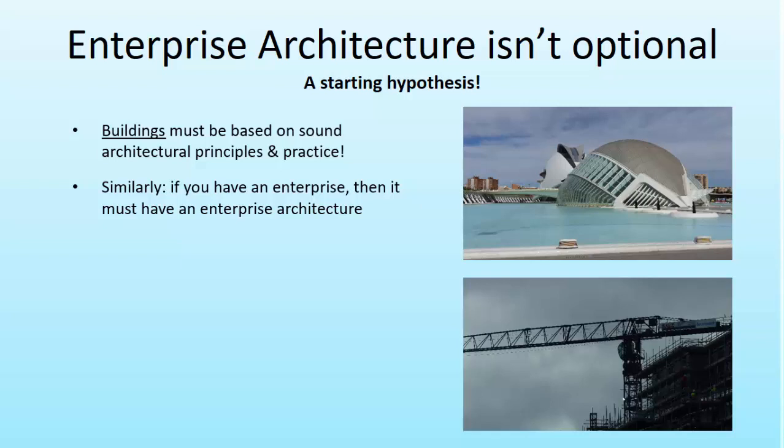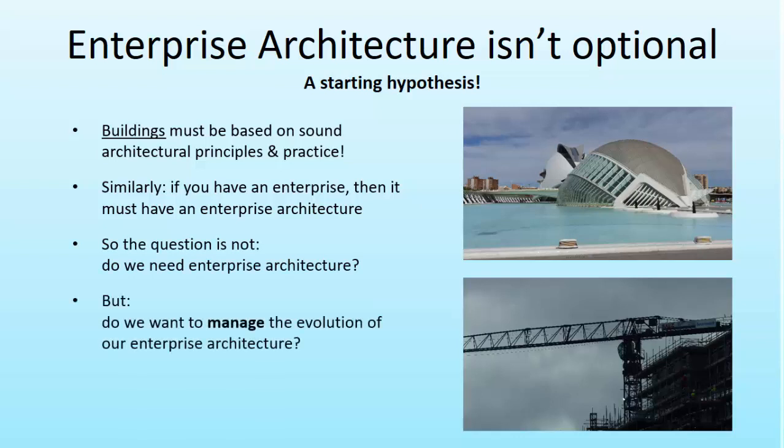There have got to be some architectural principles, there've got to be architectural components, they've got to be configured in various ways, and you've got to have that. So the question is not, do we need enterprise architecture, but do we want to manage the evolution of our enterprise architecture? And if we want to manage that evolution, if we want to be proactive in how the architecture is structured and how it's used and how it develops, then how well do we need to manage it?